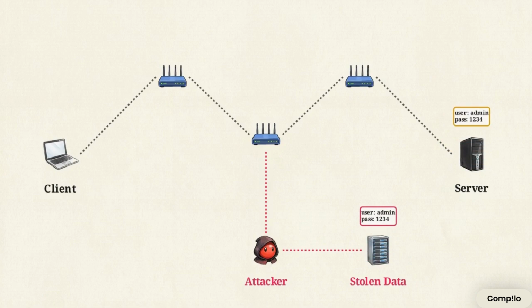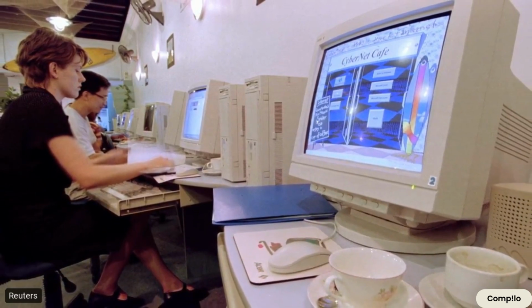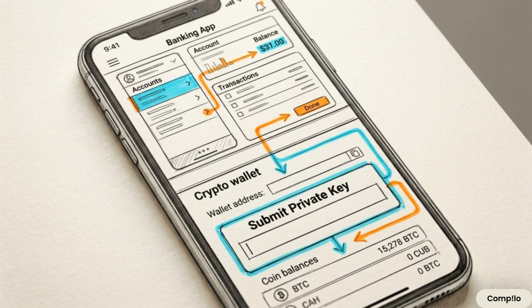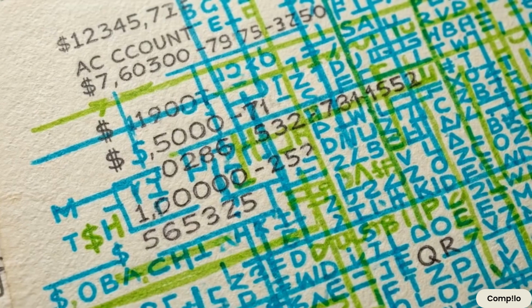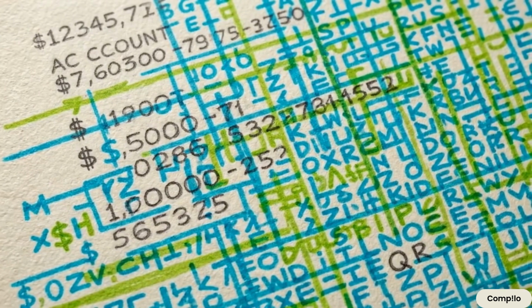In the early era of the web, this was an acceptable risk because most traffic consisted of public academic documents. Today, we use this same network to log into bank accounts and submit private cryptographic keys. Exposing financial or Web3 transactions to intermediate monitors is catastrophic.